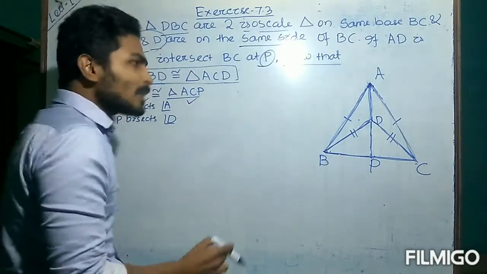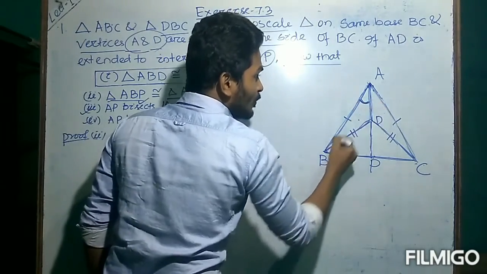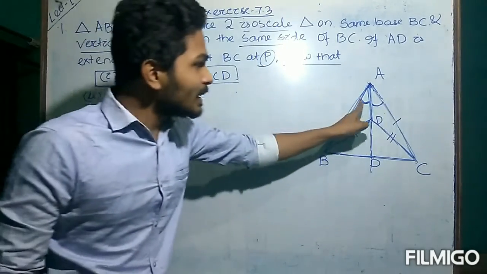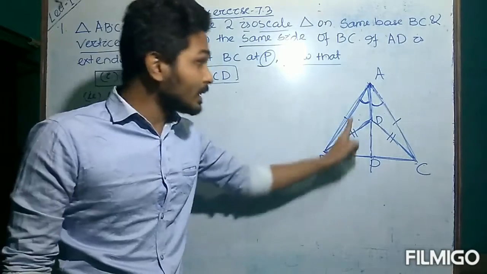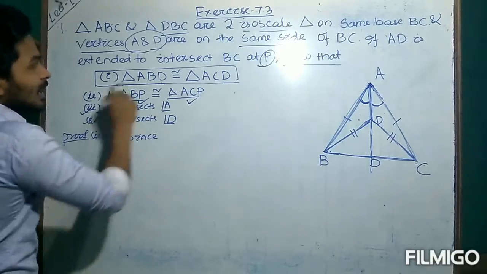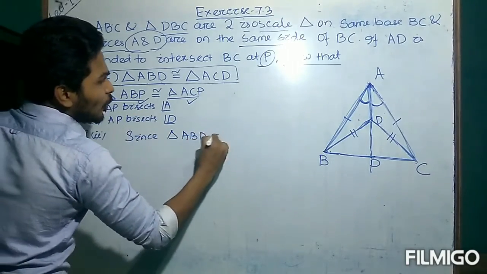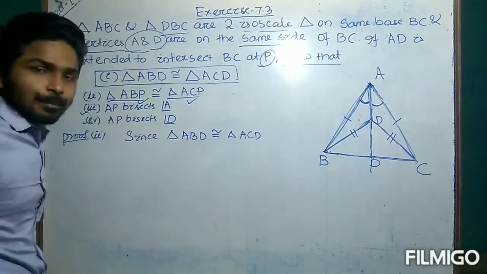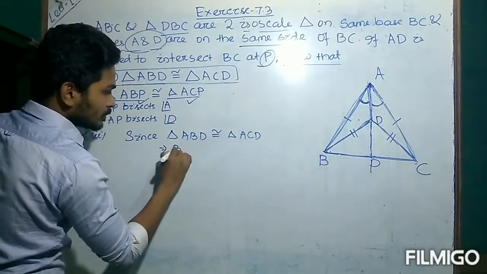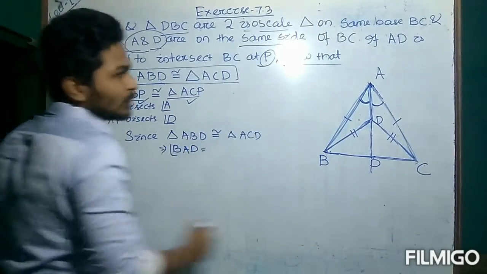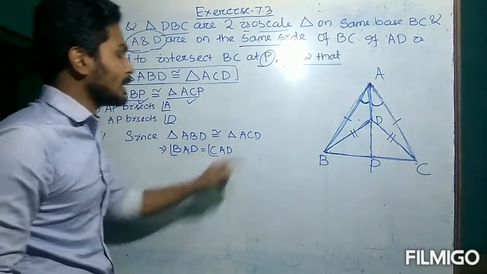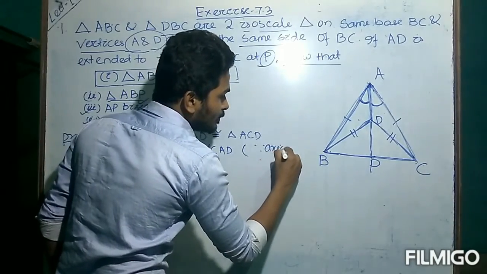Yes or no? Yes. So can we write that this angle of triangle ABD is equal to this angle of triangle ACD? Because these two angles are corresponding angles of these two congruent triangles. Okay? So, since triangle ABD is congruent to triangle ACD, we have proved it, we can write that this angle, angle BAD, is equal to this angle, angle CAD, because these are the corresponding angles of congruent triangles by axiom 7.2.